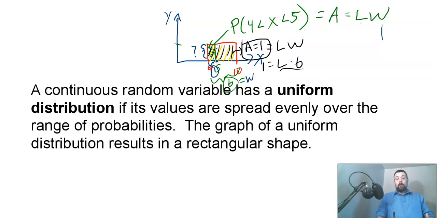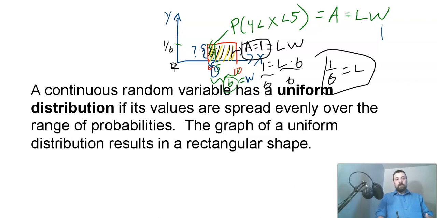And then I can solve for L by dividing by 6 on both sides, and I get that the length would have to be 1/6, right? So this dimension here is 1/6. It goes from 0 up to 1/6. So this has a width, or a length, excuse me, of 1/6.